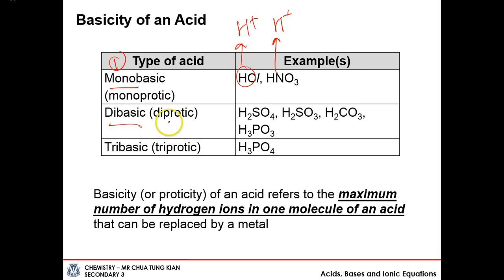Dibasic acid or diprotic acid. Protic is basically the word for proton, because H plus essentially is only one single proton. Hydrogen is 1 proton and 1 electron. When it loses the 1 electron, it's left with 1 proton and it gives the H plus. So this is a monoprotic acid or monobasic acid. This is a dibasic acid or diprotic acid. So you notice each molecule, when fully dissociated, can give us 2 H plus.